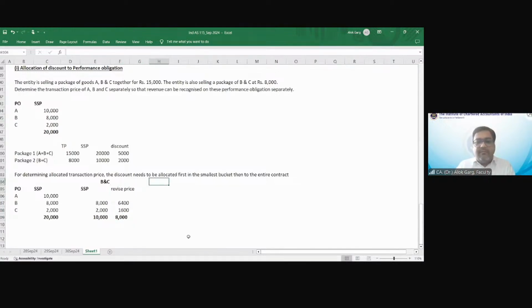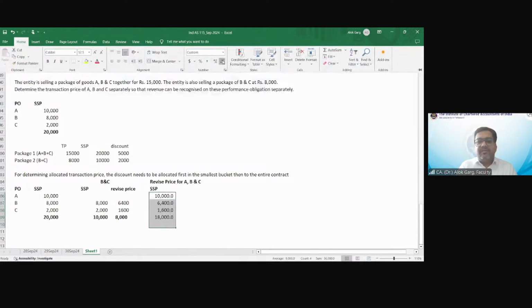Now the revised price for A, B, and C. SSP. What is my SSP for A, B, and C now? 10,000 for A, 6,400 for B, 1,600 for C. So now my revised standalone selling price comes out at 18,000.